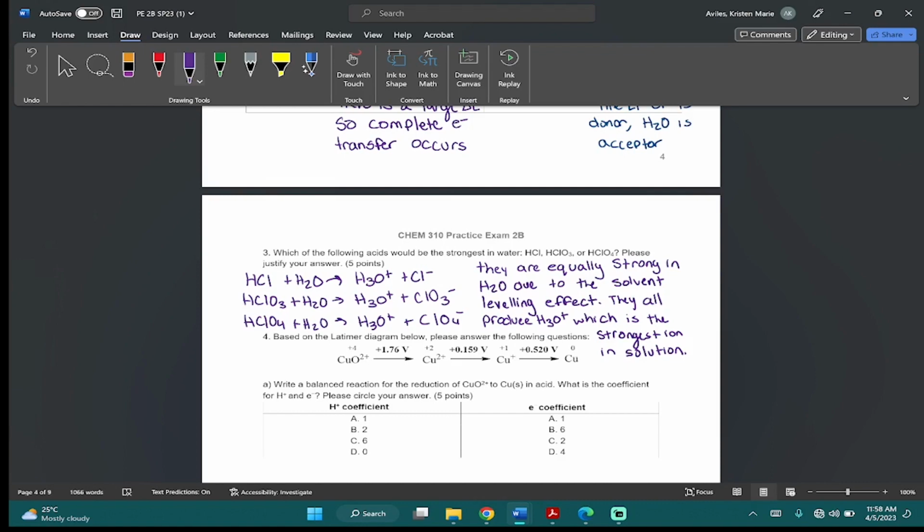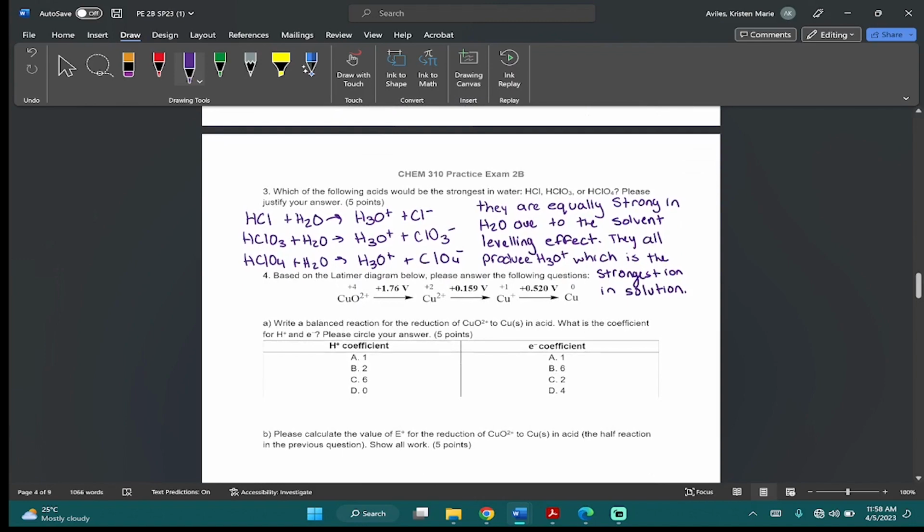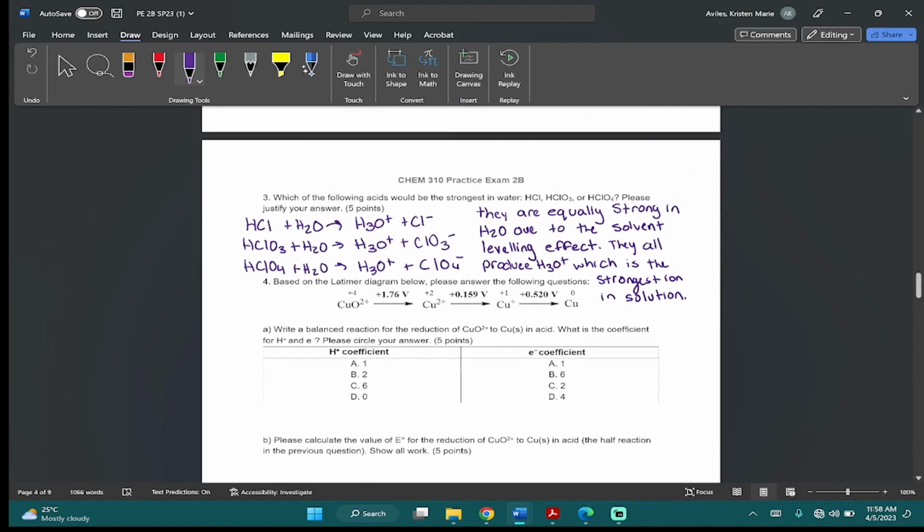Any questions on that one? That one's just kind of like a vocab problem, really. All right, our favorite, Latimer diagram. Latimer, I think is how you say it, right? Latimer diagrams. These are electrochemistry.